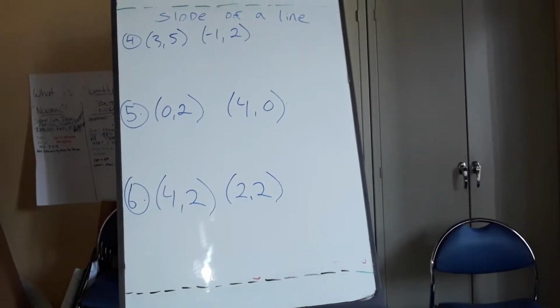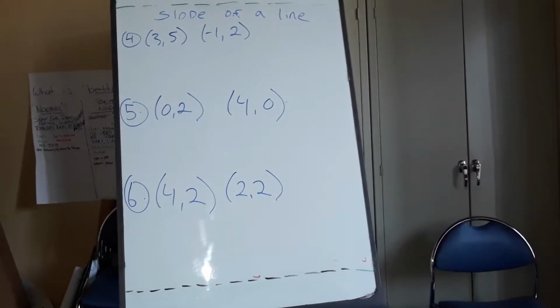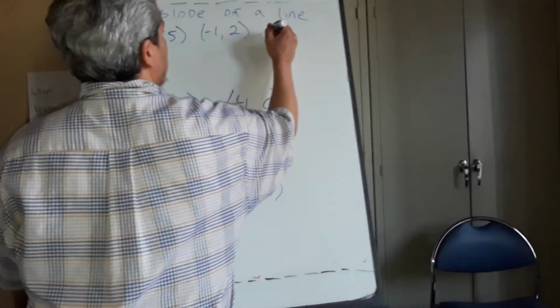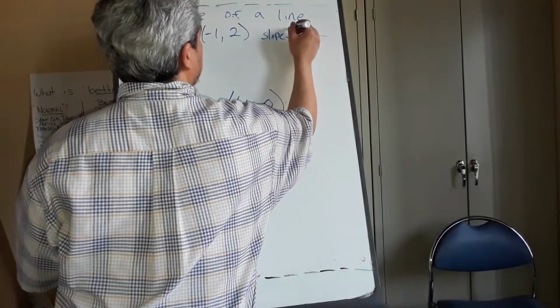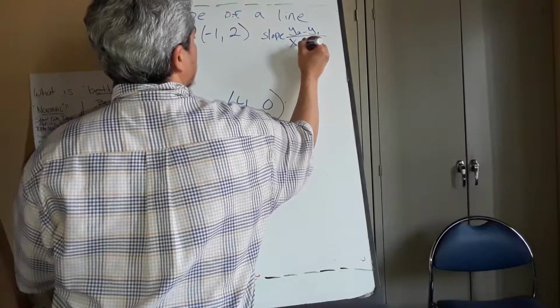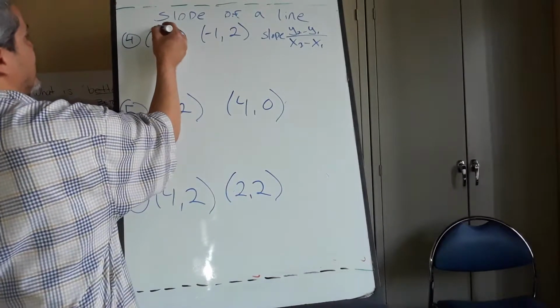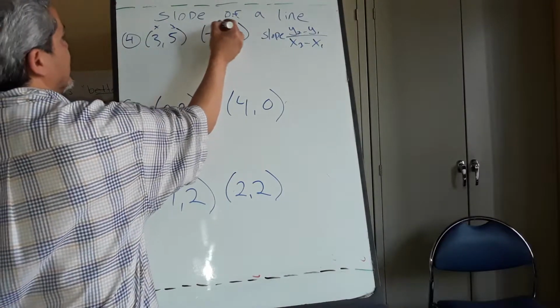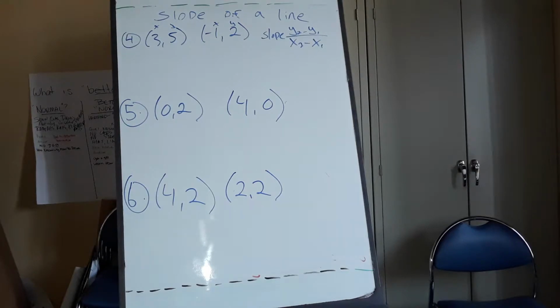Okay, so we have problems 4, 5, and 6. We're going to find the slope, and in this case we're going to use our formula, y2 minus y1 over x2 minus x1. We know our x and y coordinates.